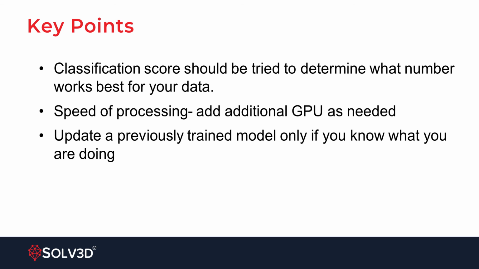So I'd say the key points for this section is, as with the other one, you've got to pay attention to your classification score, and you may have to play with it to make sure you get the results that you're looking for. If you find that even on the GPU setting, things are still going a little bit slow, see our documentation about what can help you. Most notably, adding more GPU processing power almost always will help, but there are some other things that you can do. And finally, I have to note that if you're going to update a previously trained model, you should only do so if you're really familiar with deep learning and what can adversely and positively affect that trained model.